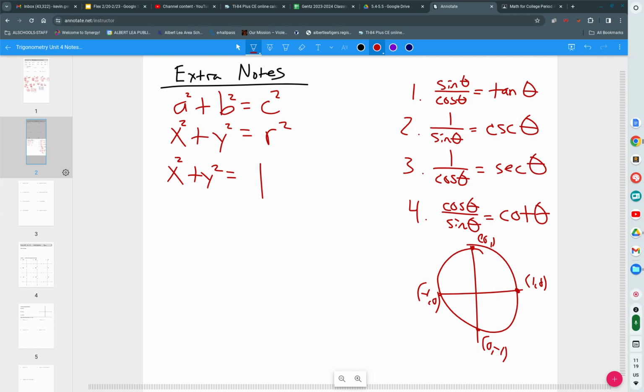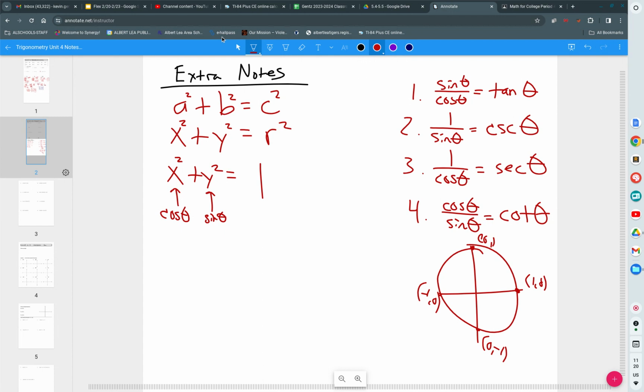When you look at these coordinates, one of the coordinates, x or y, was the sine value, and the other one was the cosine value. Do you remember, was cosine x or was cosine y? Cosine was the x value. So this is going to give us a brand new formula.